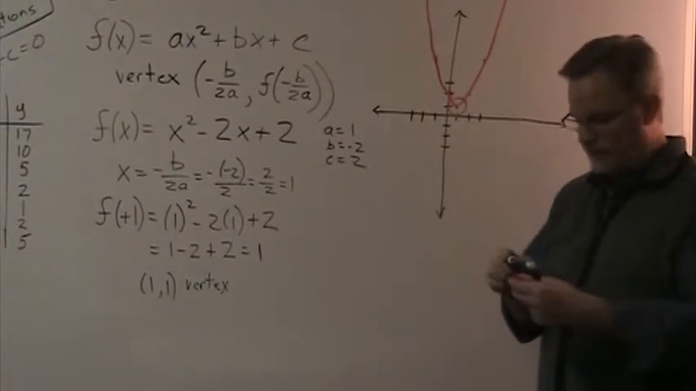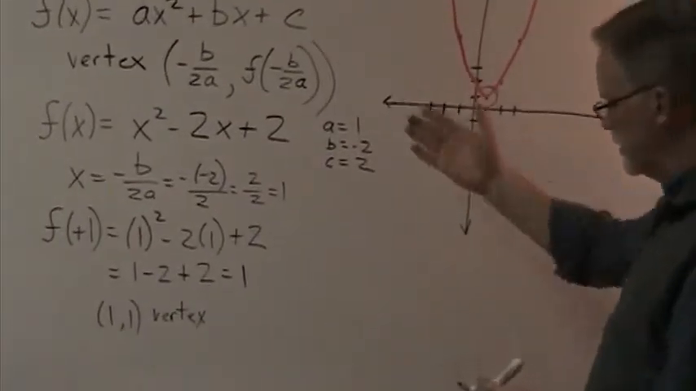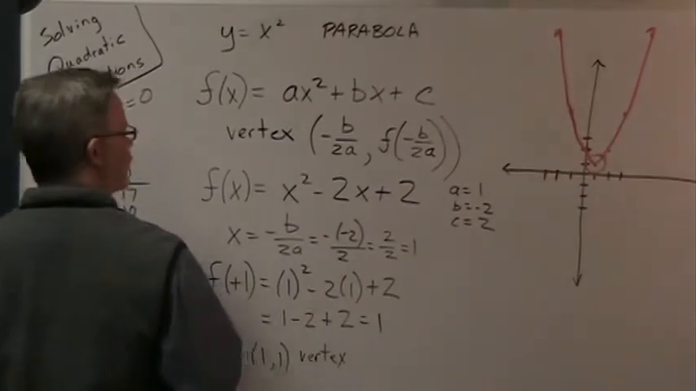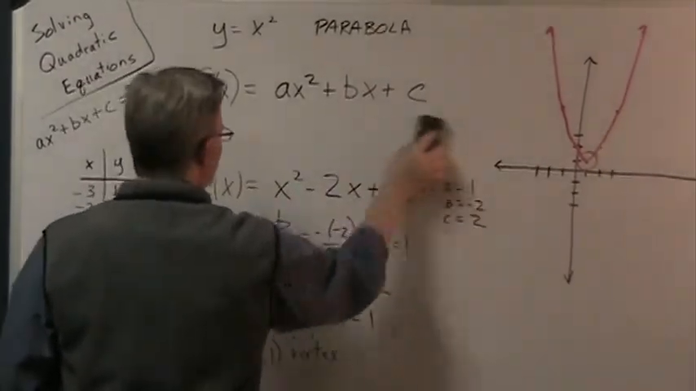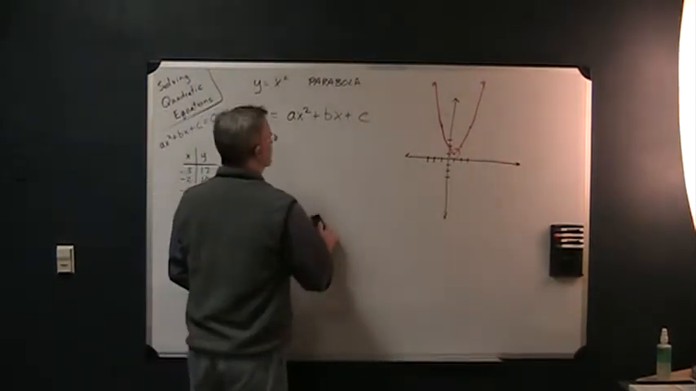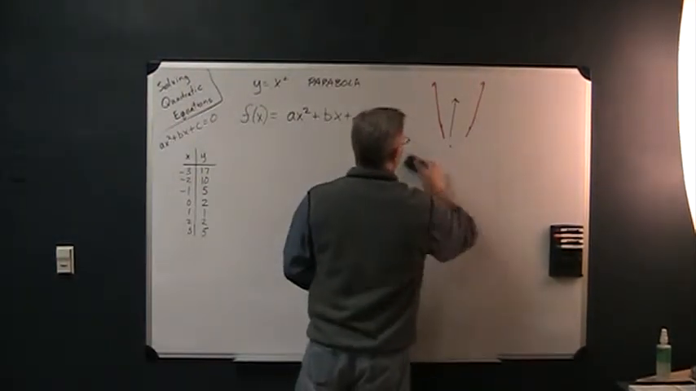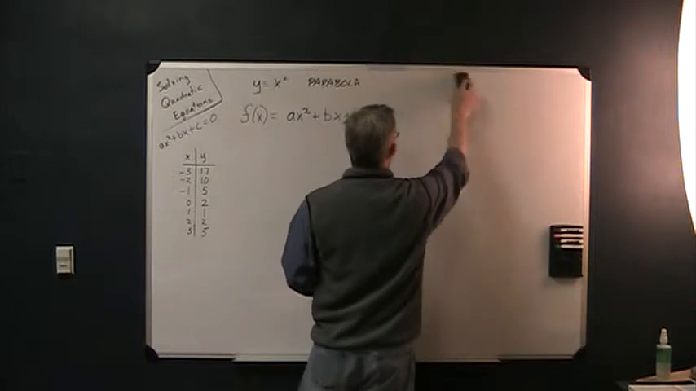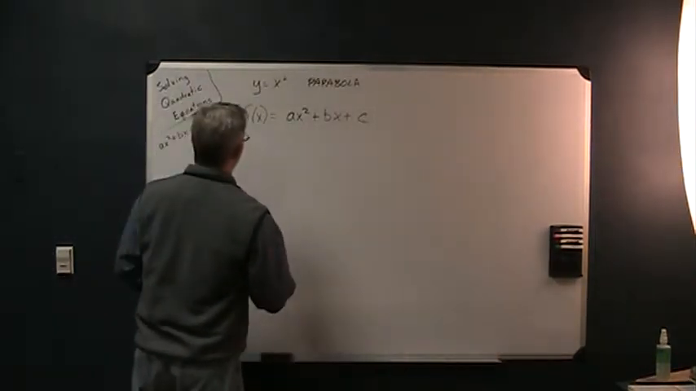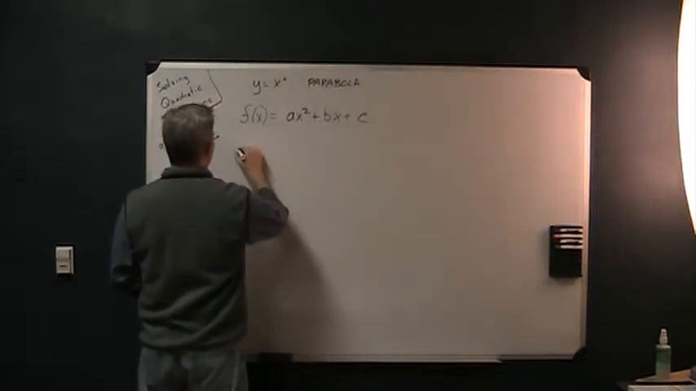Now, look at this. This is the standard form of a quadratic equation. I'm going to erase all this because there's a second form of the quadratic equation. The second form of the quadratic equation is called the vertex form. The vertex form looks like this.